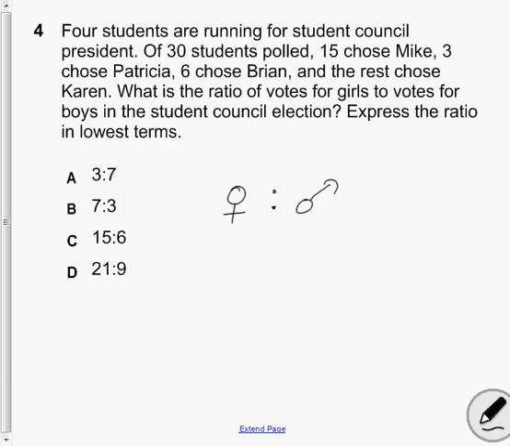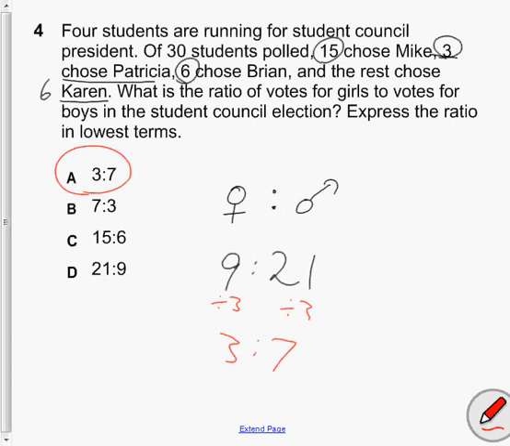So for girls first, three chose Patricia. And we don't know how many chose Karen, but if we do a quick mental math here, 15 plus 3 is 18, plus 6 is 24. That means that six must have voted for Karen because there were 30 students in total, which means that three chose Patricia and six chose Karen. Nine girls to 21 boys would be your ratio in non-lowest terms. Both have three as a common factor. So in lowest terms, it would be 3 to 7. So your answer is A.